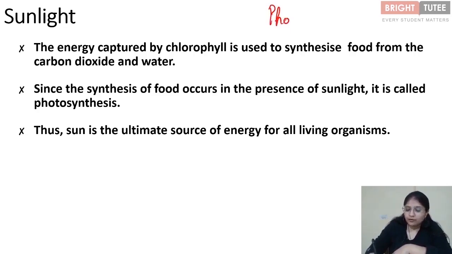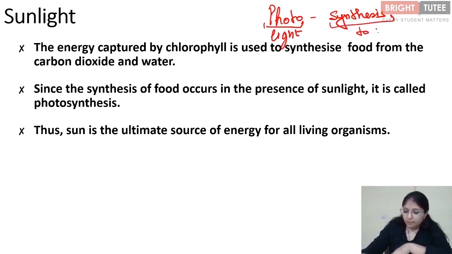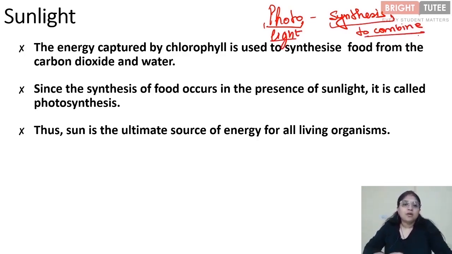So if we write down photosynthesis, right? So photo means light and synthesis is to combine. That means in the presence of light, this particular process is taking place, and if the sunlight is not present, this process will not take place, right? So sunlight gives the energy for the photosynthesis to occur.